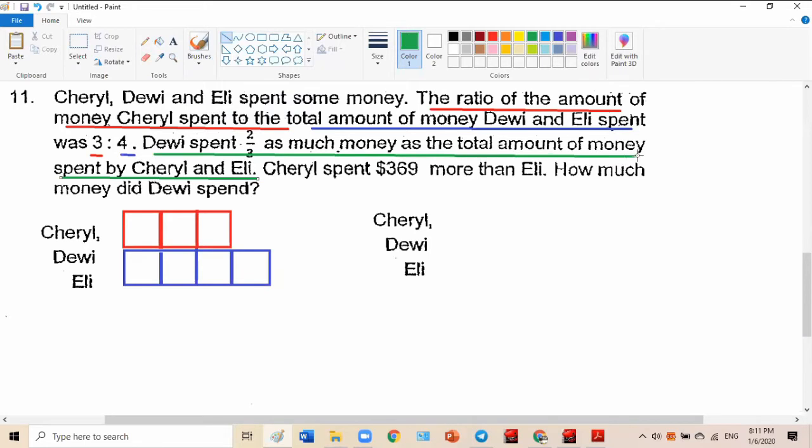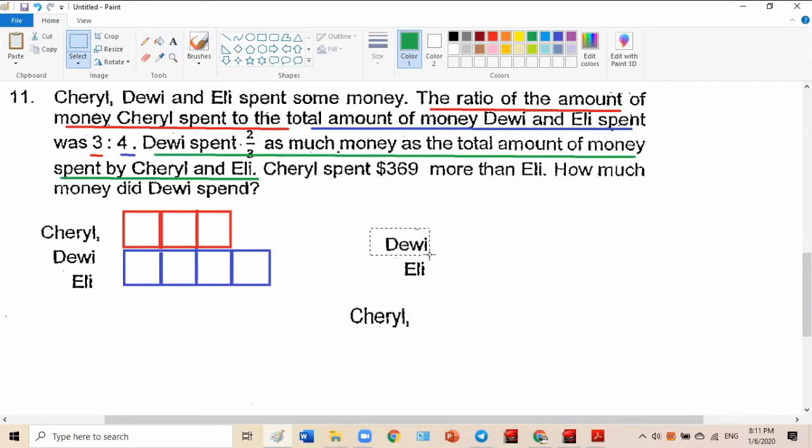Dewey spent 2/3 as much money as the total amount spent by Cheryl and Ellie. Here, it tricked us again, right? So Cheryl and Ellie, okay, now I have to switch the names. Mr. Brian said I cannot cheat him. I must move the names properly.